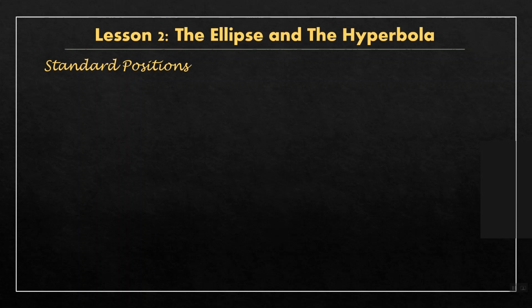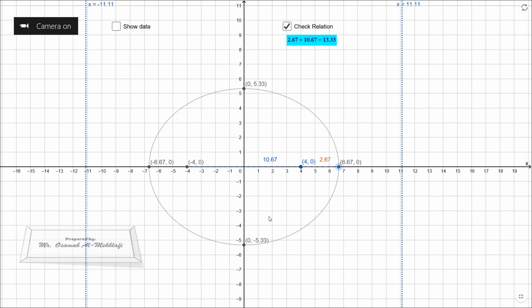So let's look at this. This is an ellipse, and we say that this ellipse is in the first standard position. Why do we call this the first standard position? We don't have only one focus, we have 2 foci. So these are the 2 foci. Where are they located? They are located on the x-axis. They are (4, 0) and (-4, 0).